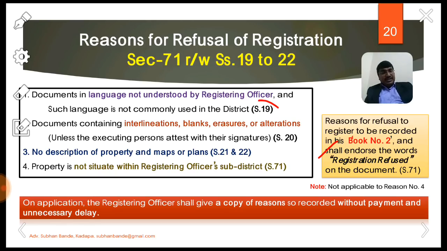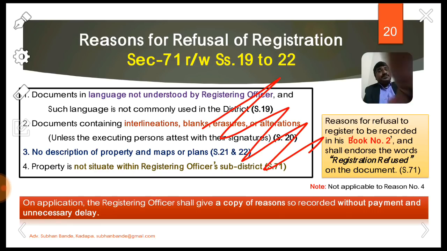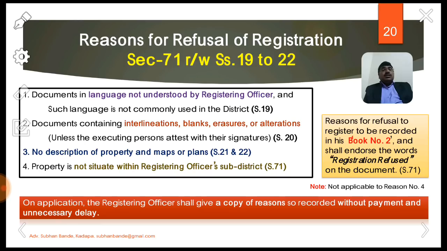It is specified under section 19. If the documents contain interlineations, certain corrections, blanks, or certain columns not duly filled by the executors, or there are erasures, things struck out, a few things erased with an eraser or blade, or certain alterations made to the document, under such circumstances the registering officer may refuse registration.